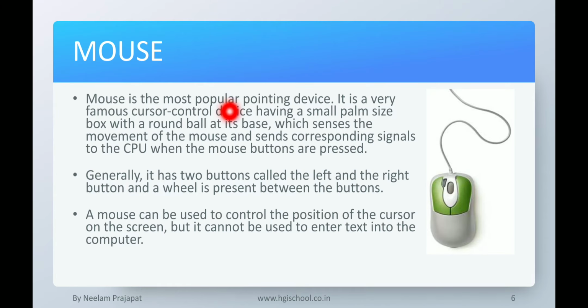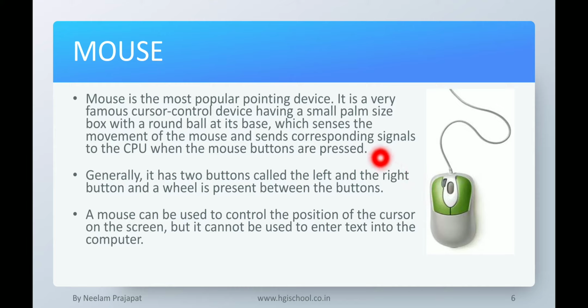Mouse. Mouse is the most popular pointing device. It is a very famous cursor controller device, having a small palm-sized box with a round ball at its base, which senses the movement of the mouse and sends corresponding signals to the CPU when the mouse buttons are pressed. But nowadays optical mouse are also used.